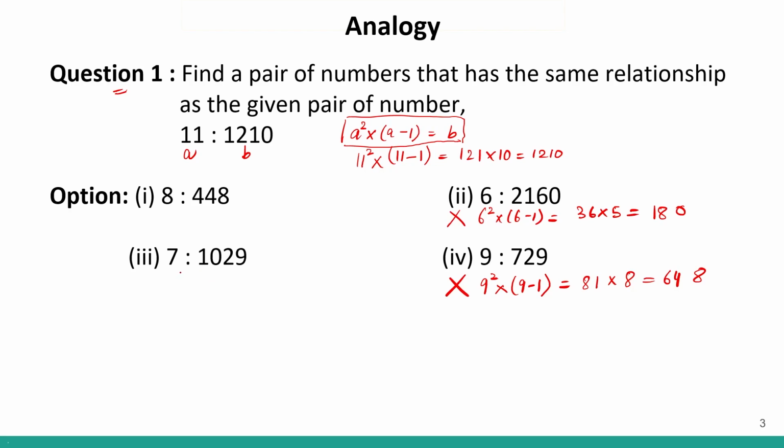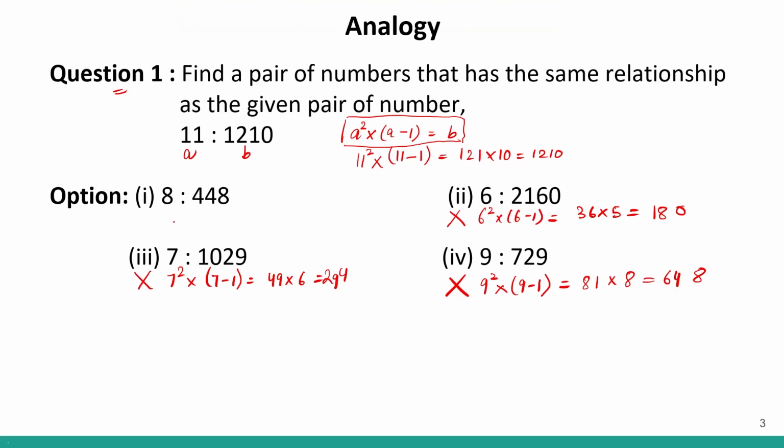Let us check for 7. 7 square into 7 minus 1. So it will be 49 into 6. 6 9s are 54, so 5 will be carried. 6 4s are 24, 24 plus 5, 29. We will get 294. So this is also not correct.